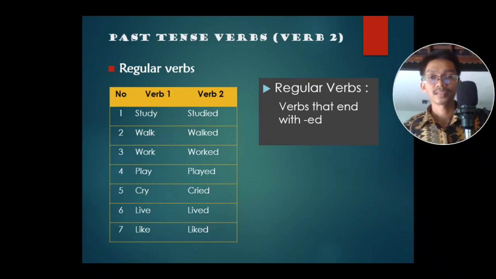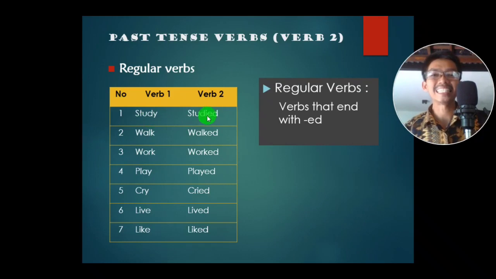And these are the verbs 2. Study becomes studied. Walk, walked. Work, worked. Play, played. Cry, cried. Live, lived. Like, liked. So they are called regular verbs, and they are so easy to remember, because the characteristic is that you only add ed at the end of the word.